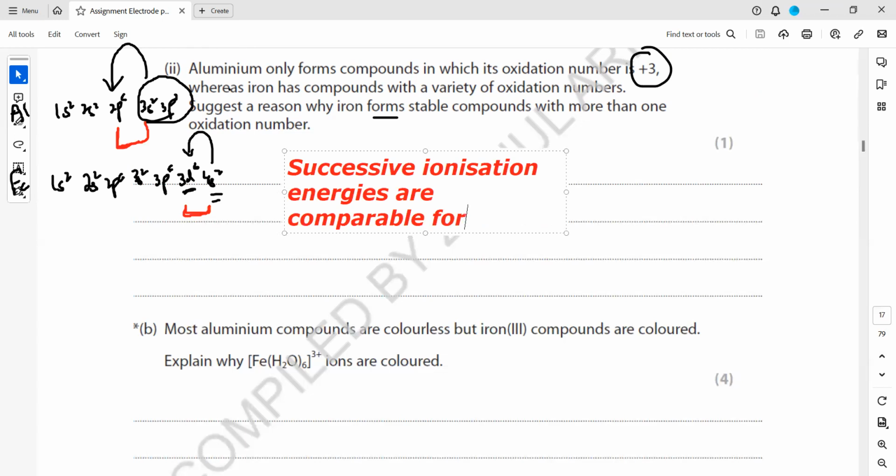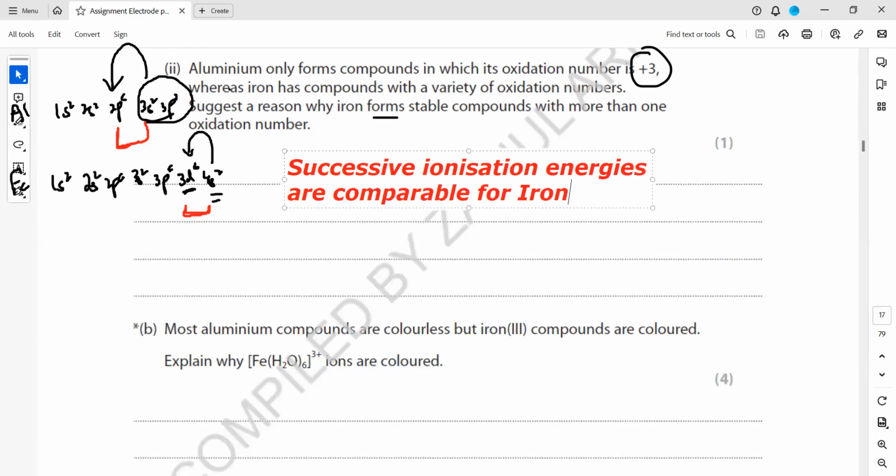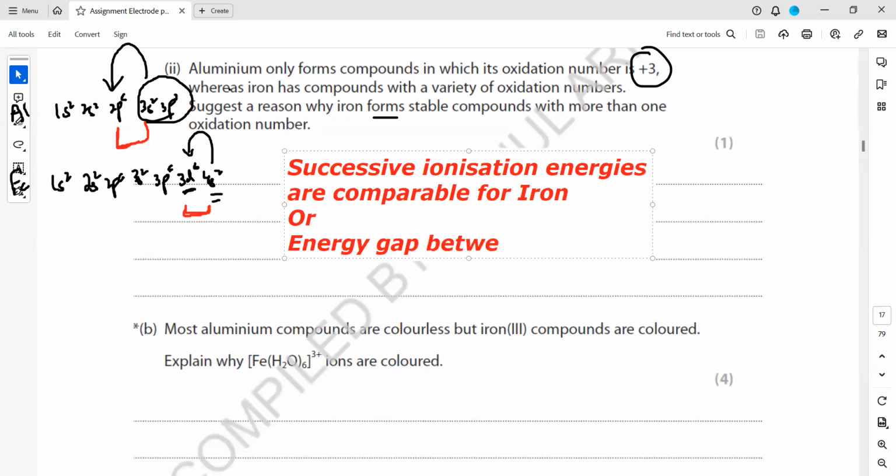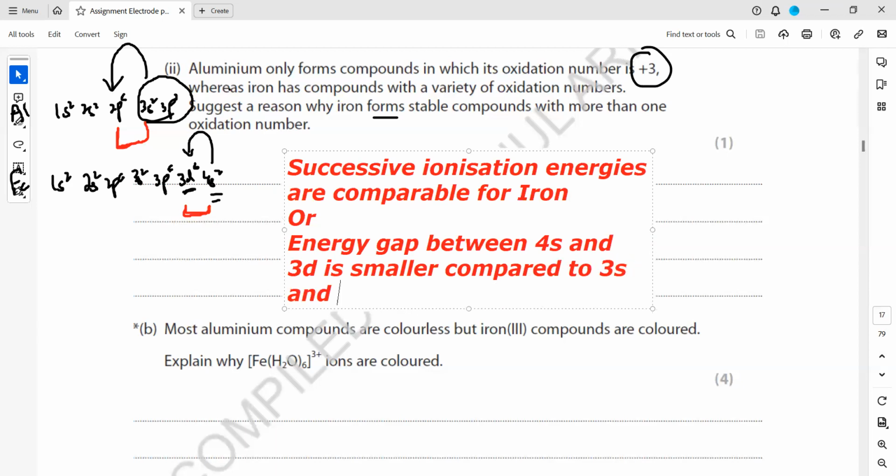For iron, that's why we can remove multiple electrons. Or you can also say that the energy gap between the 4s and 3d is smaller compared to 3s and 2p. 3s and 2p is in aluminium, where this is for iron.